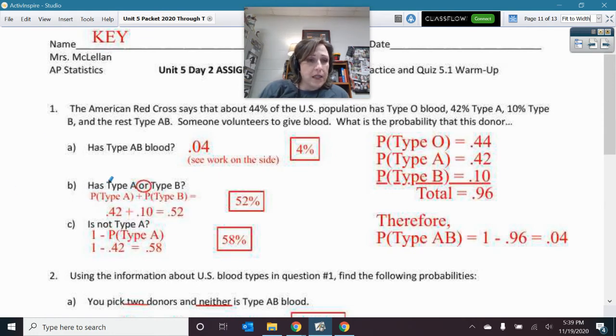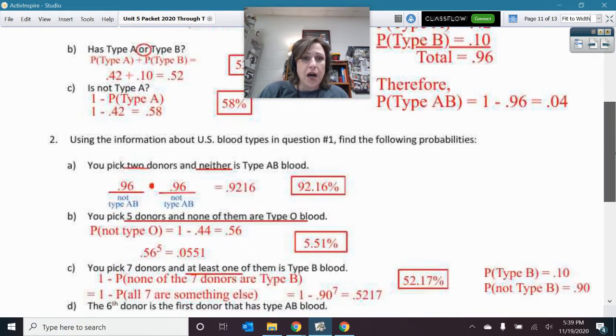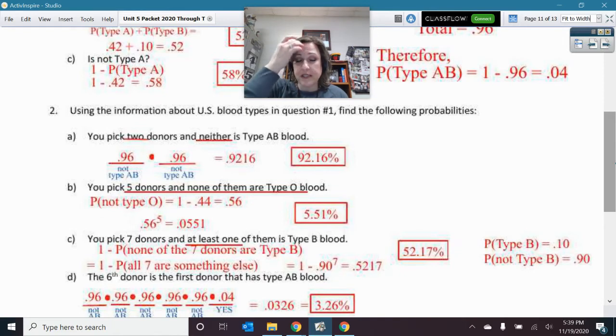Now, type A or type B, so that's this kind or that kind, and so that's the 52%. Not type A is going to be all the other ones besides the 42% who are type A, so that's your 58%. All right, here now we are starting to have some combined events.